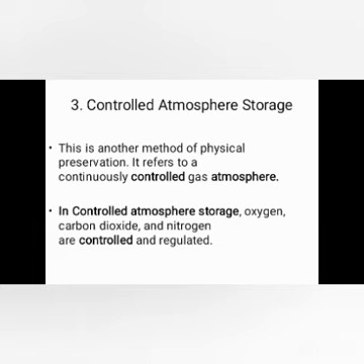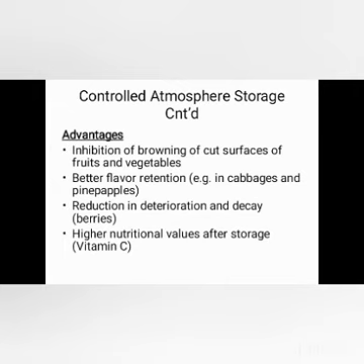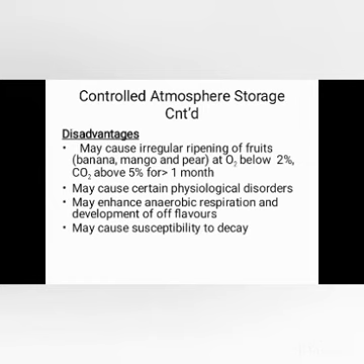The advantage of this method is that it can inhibit browning of cut surfaces of fruits and vegetables, and the flavor of the food is retained. Another advantage is that there's reduction in deterioration or decay of such foods, and the nutritional values are maintained, such as vitamin C. Such nutritional values are retained in the food as a result of the controlled atmosphere storage. However, disadvantages include the fact that it is quite expensive.